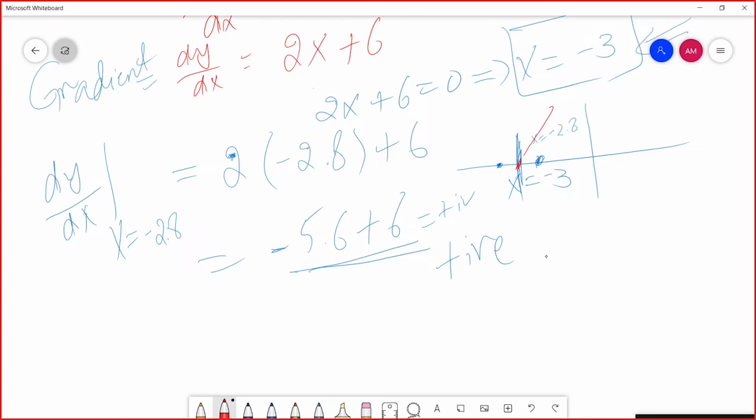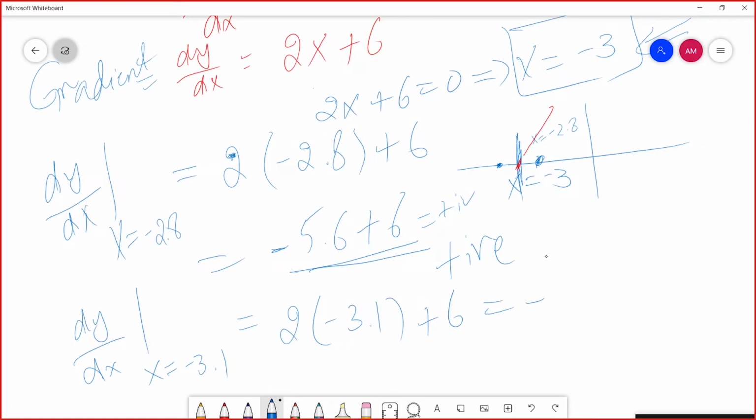So can you help me now to write dy upon dx on the left side? What x should I put? -3.1. Very nice. So can you do this for me? 2 times -3.1 plus 6. So this is equal to minus 6.2 plus 6, and this is minus 0.2. So it means this tells us on the left side we have a negative gradient. So it would be something like this.